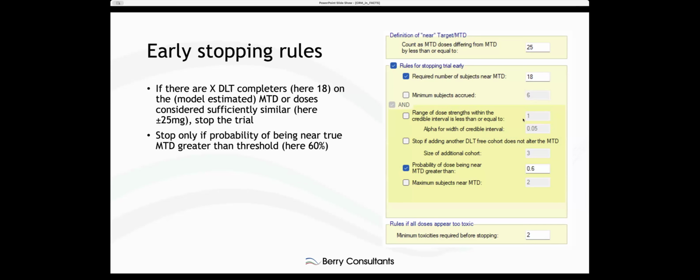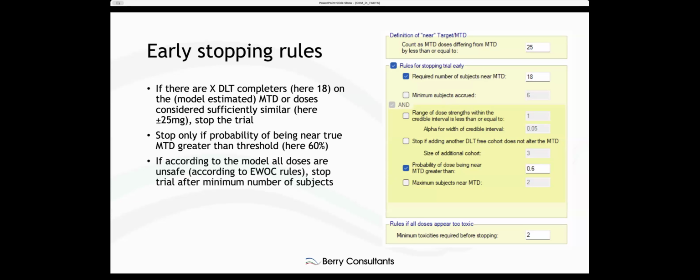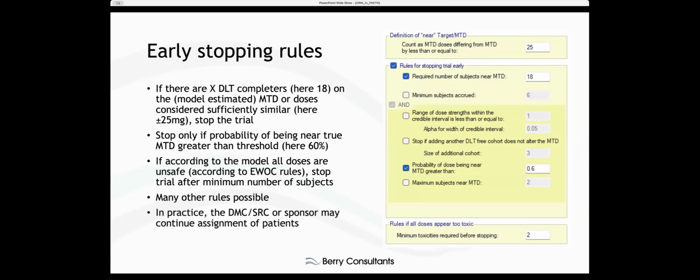Another thing that we've set here, this is the option down here, is that we only want to stop early if the probability of being near the true MTD is greater than a certain threshold, and here we chose 60%. Another thing that's on the very bottom here is that we have certain rules for when the model thinks that all of the doses are toxic, that we stop very quickly and do not assign more patients. And there's a minimum number of toxicities that we might want to see before we stop. And yeah, there's many more, and it can get much more complicated than that, even though that's already quite complicated.